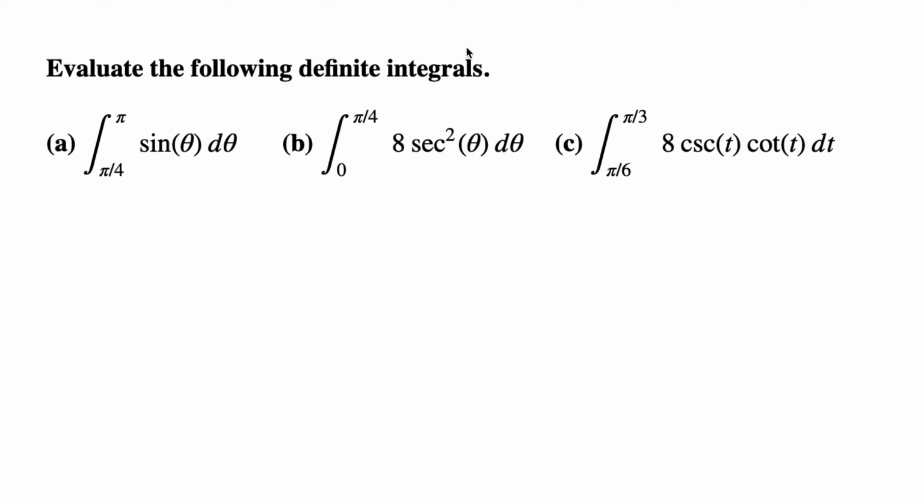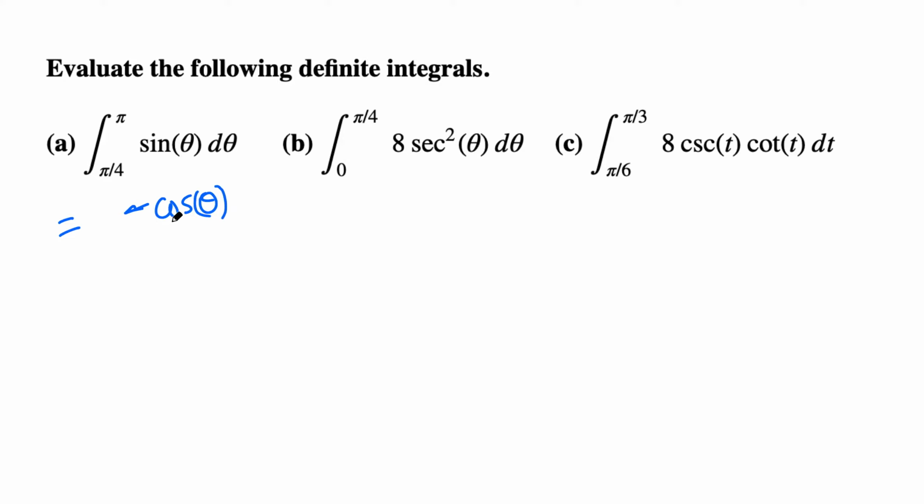Evaluate the following definite integrals. In part A, we got the integral of sine theta, where the limits are pi over 4 through pi. So we know that the antiderivative of sine is negative cosine theta.